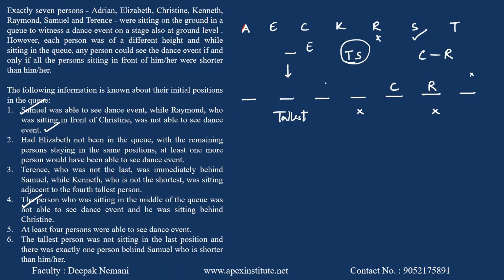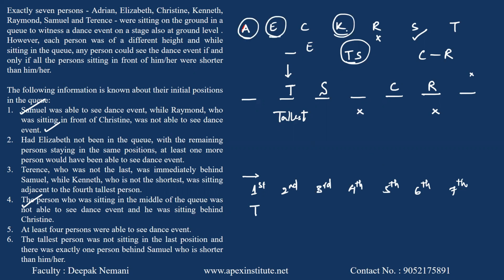So the only option left is S and T. So T being the tallest. So first, second, third, fourth, fifth, sixth, and seventh. So the first tallest person is, clear. Now we are left with A, E, and K.